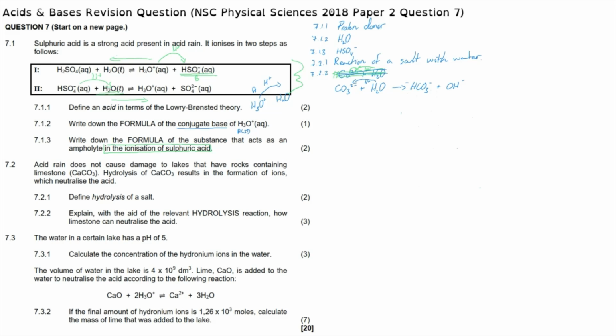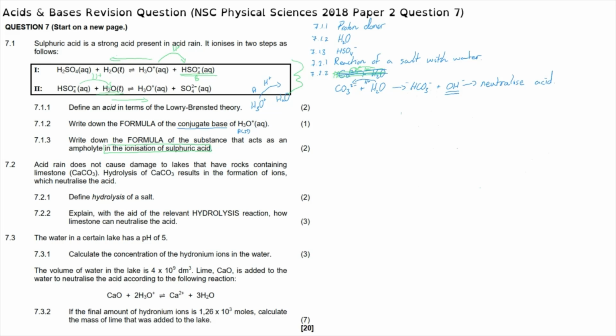We have not fully answered the question here because they ask us to explain this with the aid of a diagram. And so we're just going to say, since there is hydroxide, that is going to neutralize with the acid. The question has asked us why limestone is able to neutralize an acid, and it's because when there's limestone, there's hydroxide, and hydroxide is able to neutralize with any acid that is present.